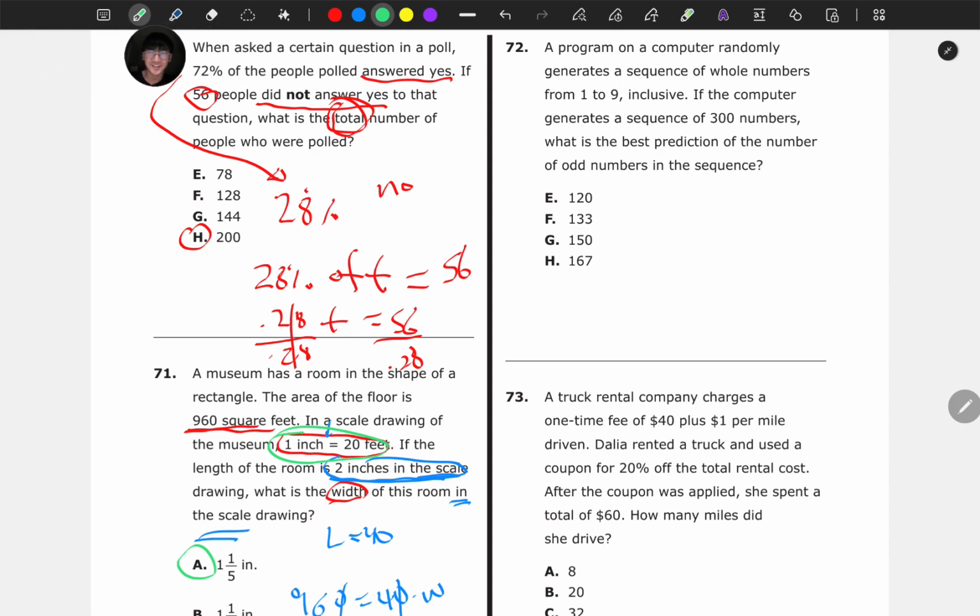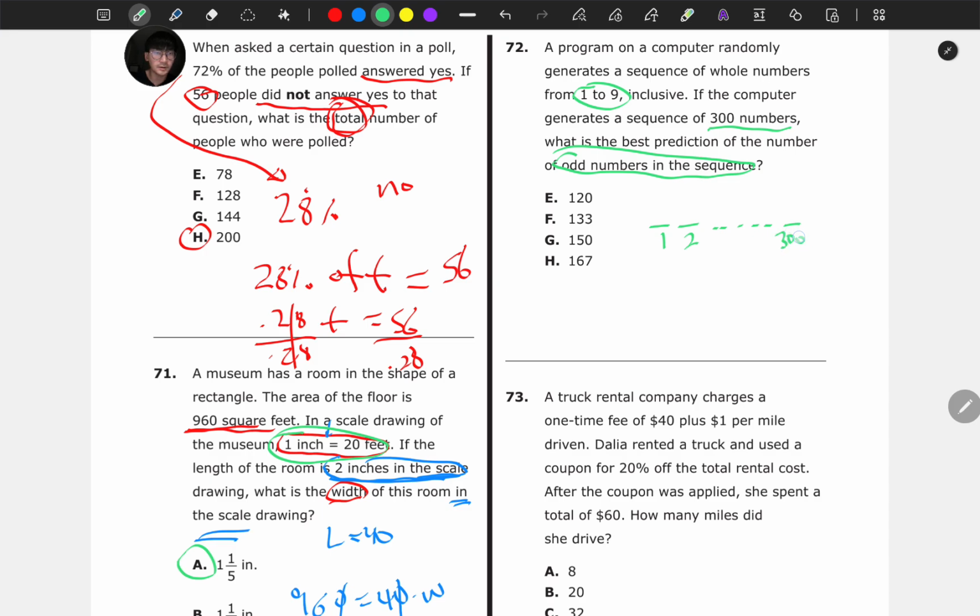72. I'm so drowsy. Okay. A program on a computer randomly generates a sequence of whole numbers from 1 to 9 inclusive. Okay, so if the computer generates a sequence of 300 numbers, what is the best prediction of the number of odd numbers in the sequence? Okay, so you're generating 300 numbers, right? Using only 1 to 9, so no 0.